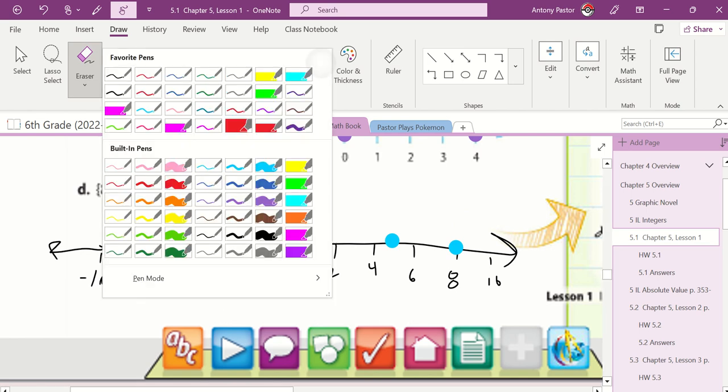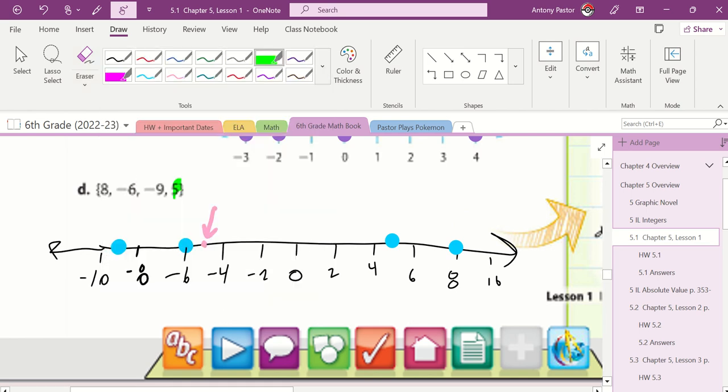So let me highlight. Sometimes it's better to do this and just highlight. This is positive, this is positive. 8 and 5 should be on the right. There's 8 and there's 5. So I graphed those correctly. These two are negative. Negative 6 and negative 9. Negative 6 is right here. Negative 9 is right there. I graphed these correctly. And that's how you can graph positive and negative integers. And I'm glad I caught that negative 9 mistake over here.